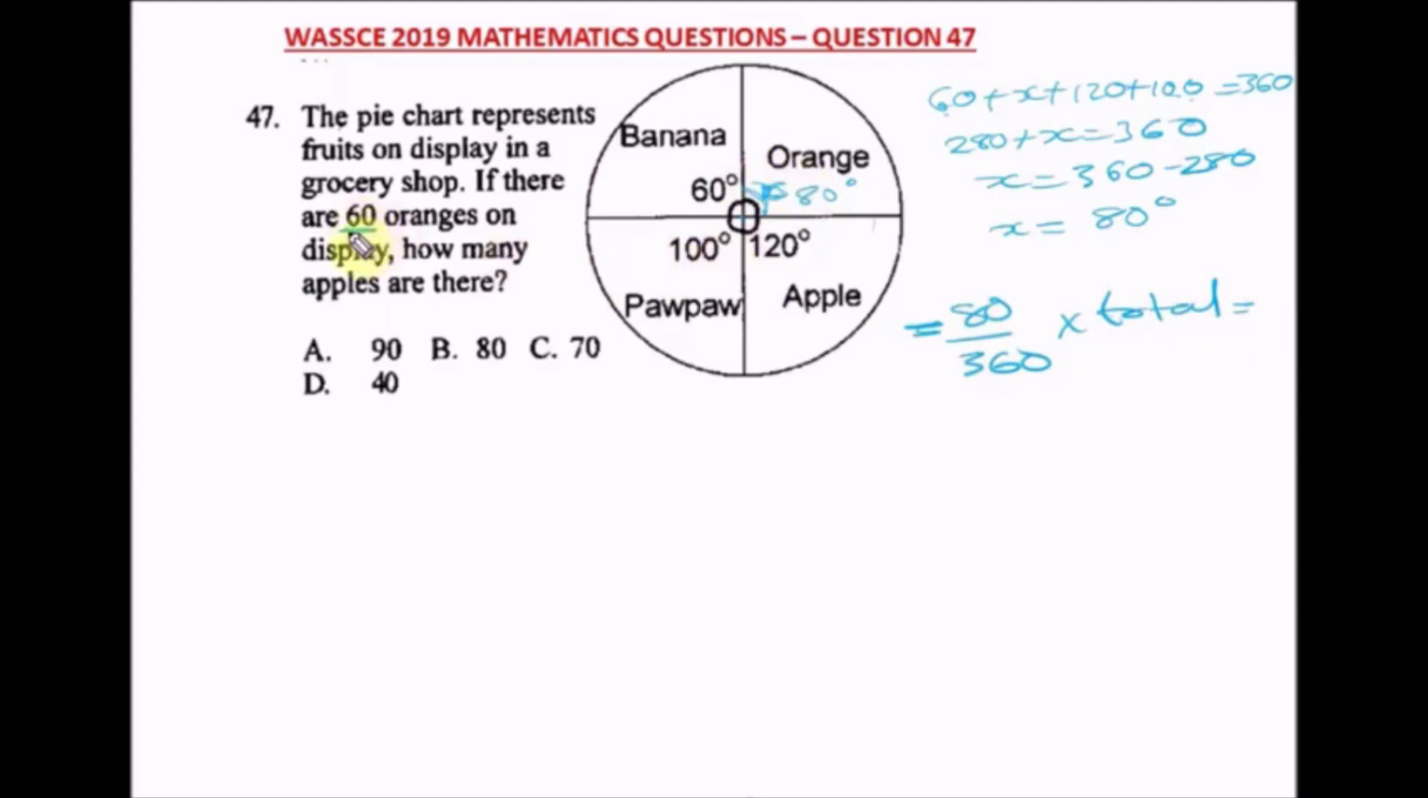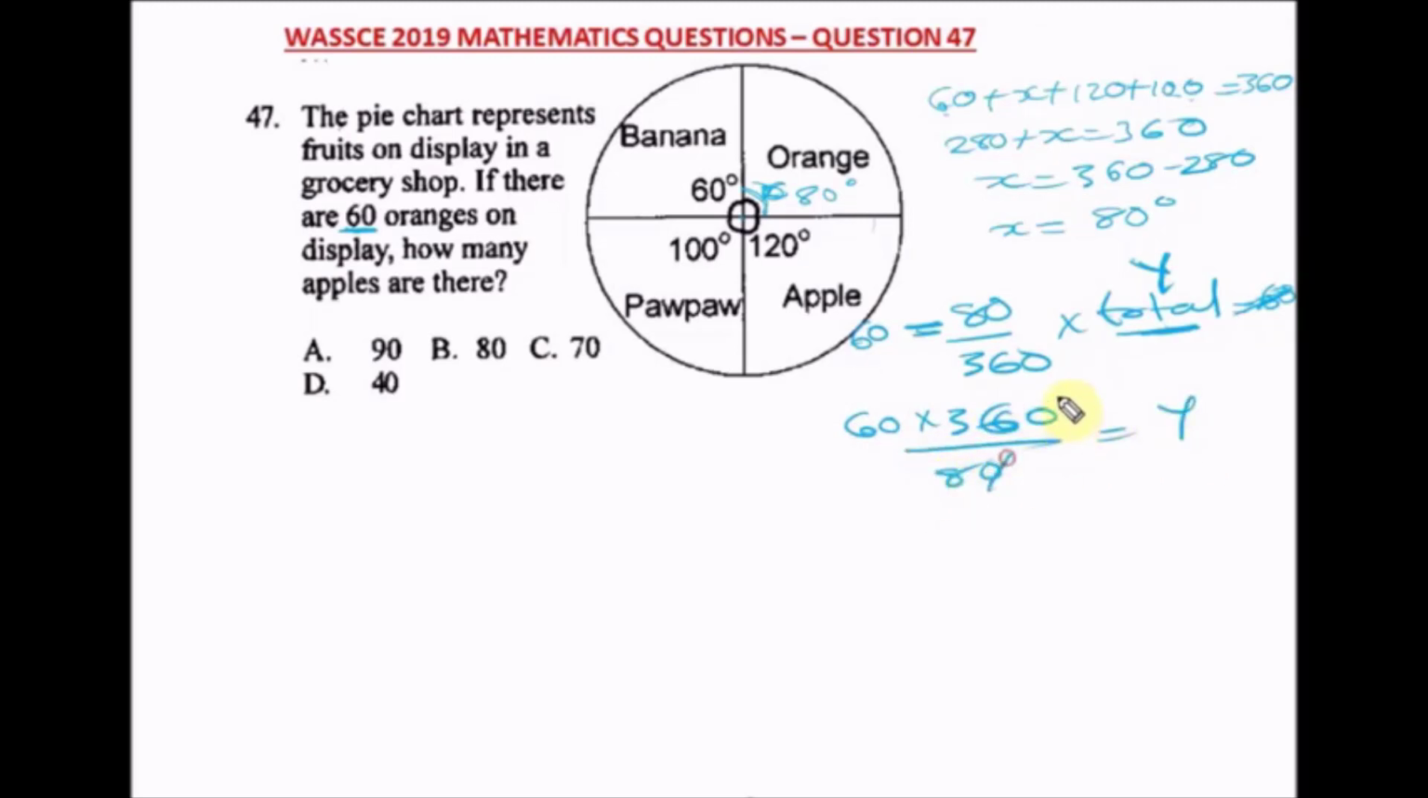Here we've already been given a clue that the amount of orange is 60. So this will be equal to 60. Or better still, you can put 60 here. It's the same thing, because when you solve, it will give you the amount of orange, which is 60. So from here, to get the total number of fruits, which is what we are looking for, let's call it Y, since we've used X. So let us make Y the subject of the formula. We have 60 times 360, divided by 80, is equal to Y.